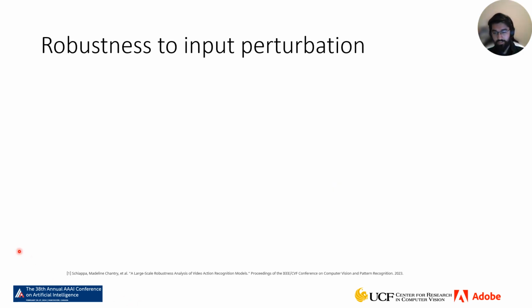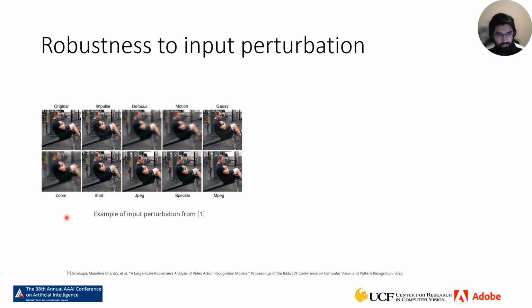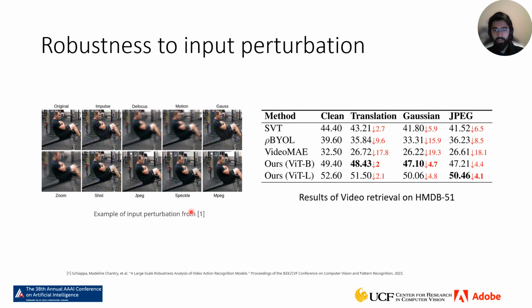Apart from various downstream tasks, we are also performing robustness analysis for input perturbation. Input perturbation may look like this, where each frame may be perturbed with motion blur, Gaussian blur, or various kinds of speckle noise. We are considering a video retrieval task and see that our method is more robust to this kind of input perturbation. So this signifies our method's importance in video search applications where we need to find duplicate content over the web.